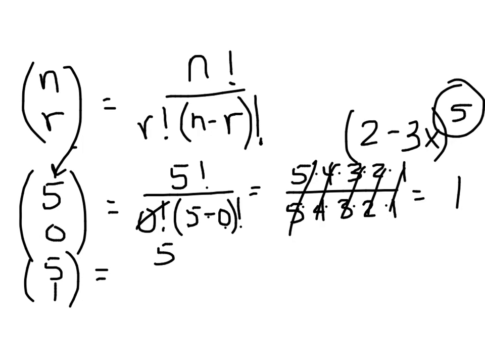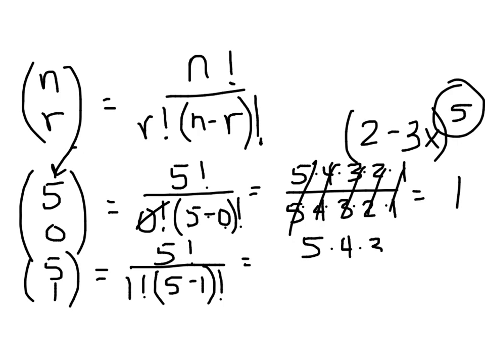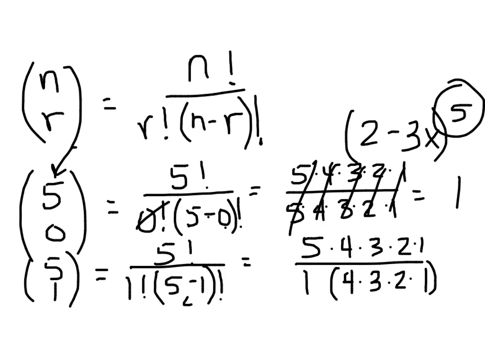If I do the same thing for the next one, just to kind of show you, 1 factorial, 5 minus 1 factorial, I'd have 5, 4, 3, 2, 1 over 1, and then in the parentheses would come out 4, 3, 2, 1. And the reason why it was 4, 3, 2, 1 is because 5 minus 1 is 4. Now if I cancel out 1 for 1, 5 divided by 1 is 5. So all I'm doing is generating the same numbers that we got from Pascal's triangle.